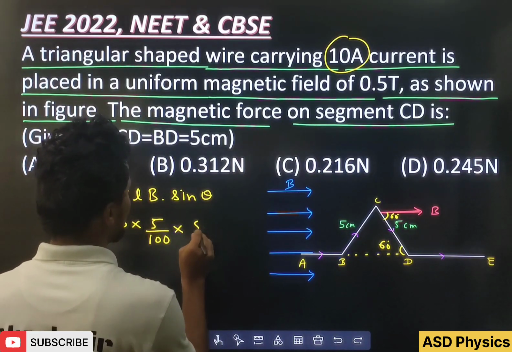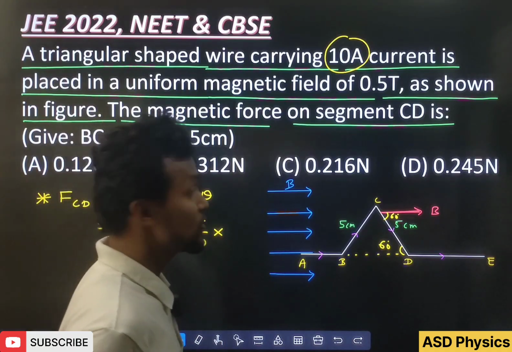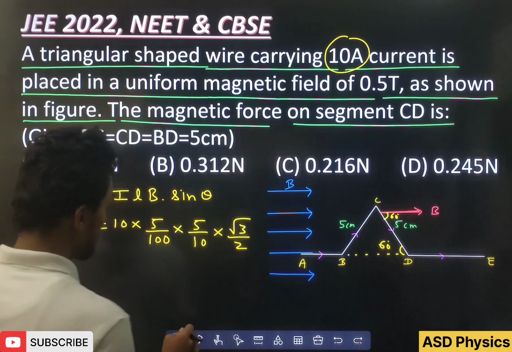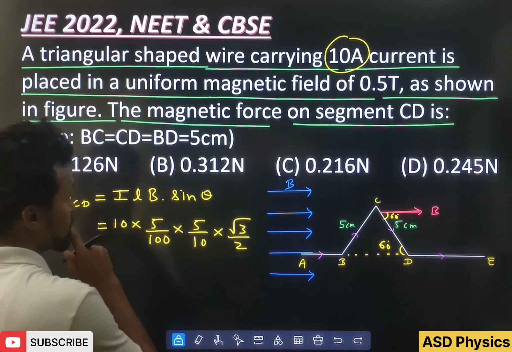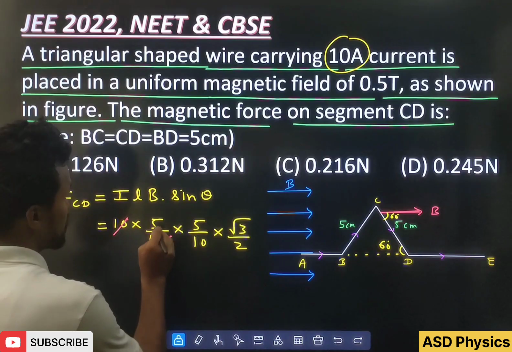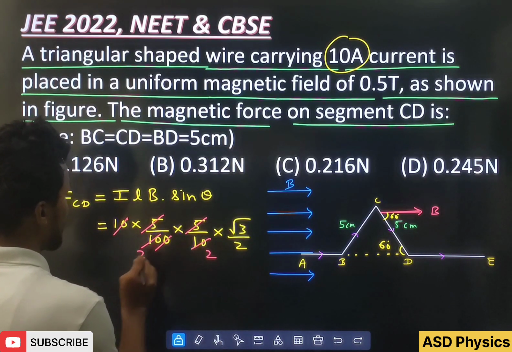Magnetic field B is how much given here? 0.5 Tesla. So 0.5 Tesla means I can write 5 by 10. Sin 60 degree value, because sin theta is sin 60. So what will this become here? Root 3 by 2. Okay, so let's cancel out the things. You can see very well this 0 is cancelled, and here we can write 5 twos are 10 and again 5 twos are 10.